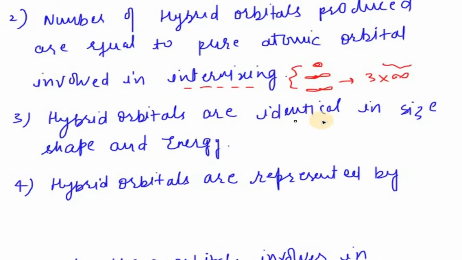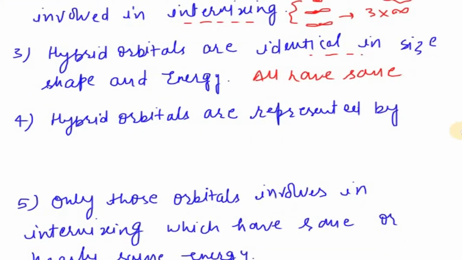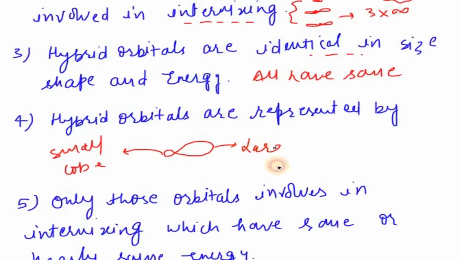Hybrid orbitals are identical in size, shape and energy. All the hybrid orbitals are similar. If we want to represent a hybrid orbital, it is represented like this: a small lobe and a large lobe. That's how we represent the hybrid orbitals.